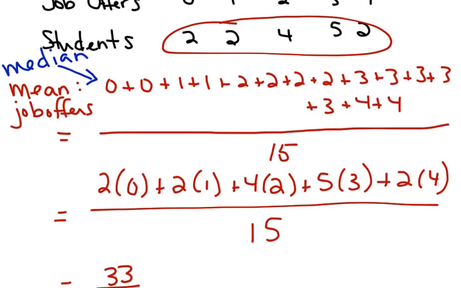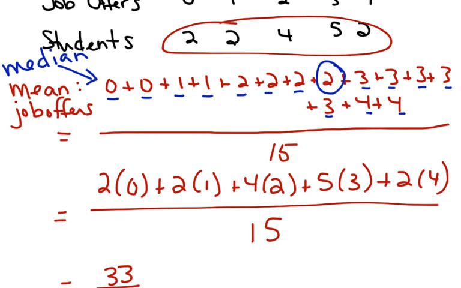The number that's going to be in the middle, such that the same number of data points are on either side of it, is going to be a 2. Let's see, 1, 2, 3, 4, 5, 6, 7, and then 1, 2, 3, 4, 5, 6, 7. So the median must be 2.